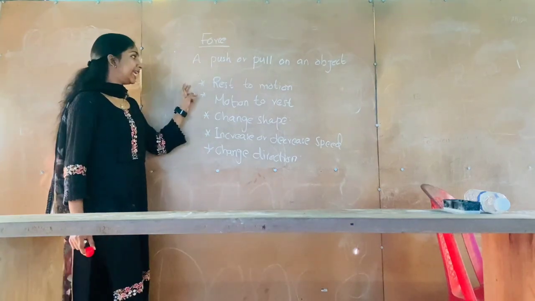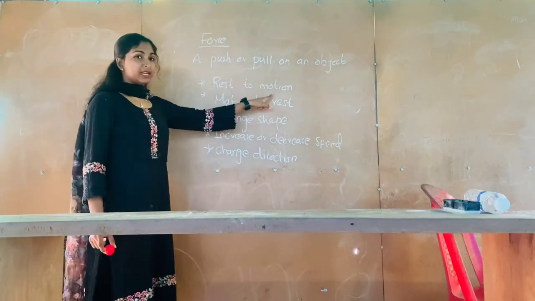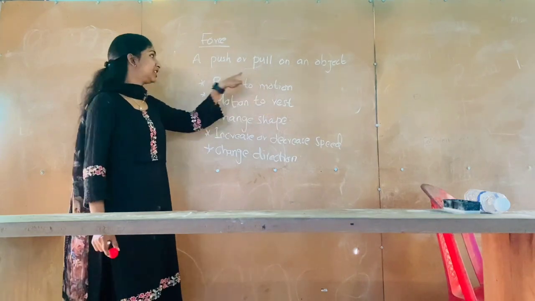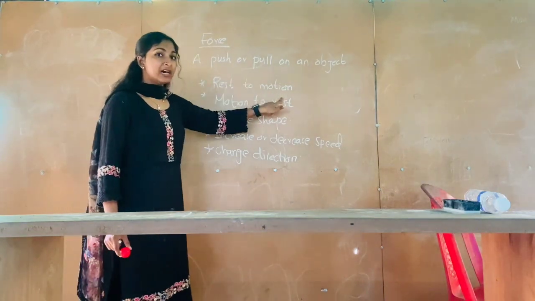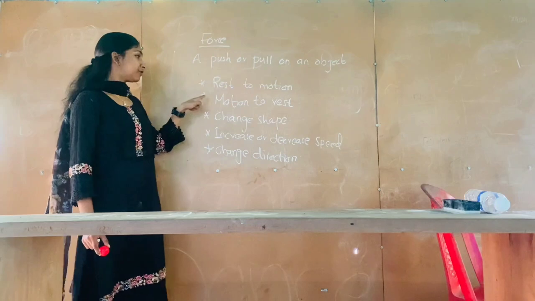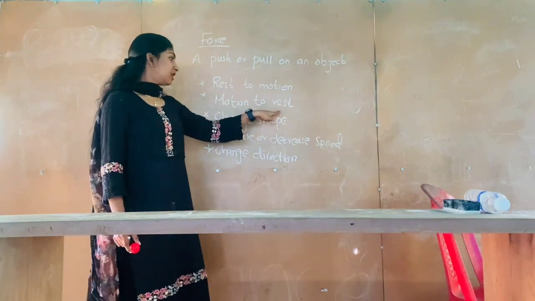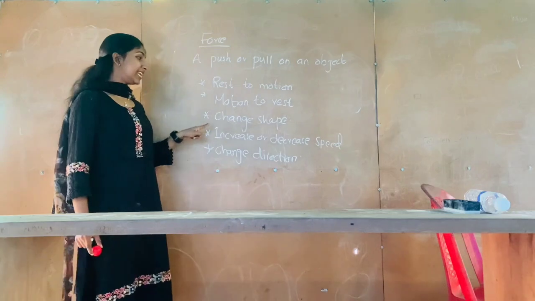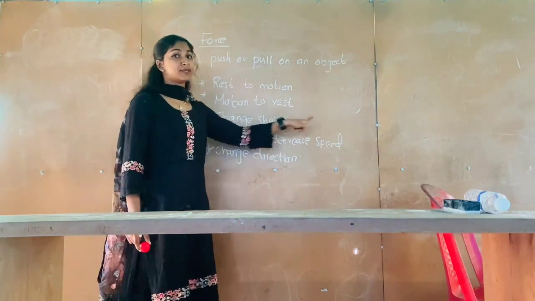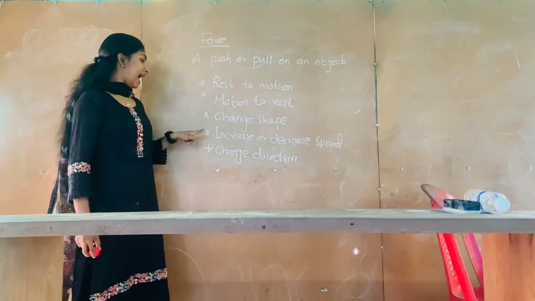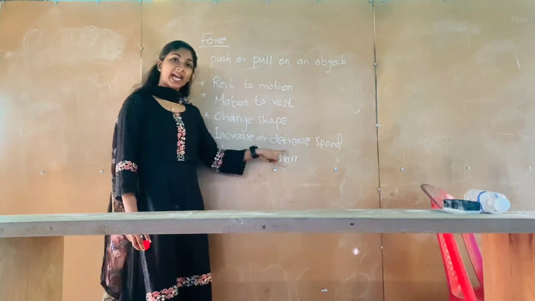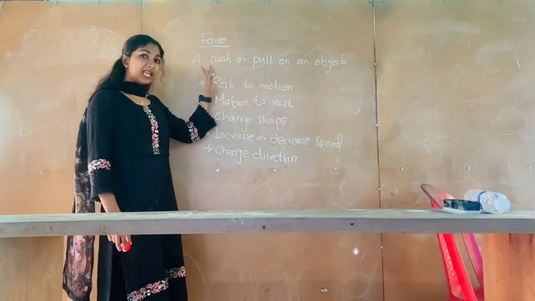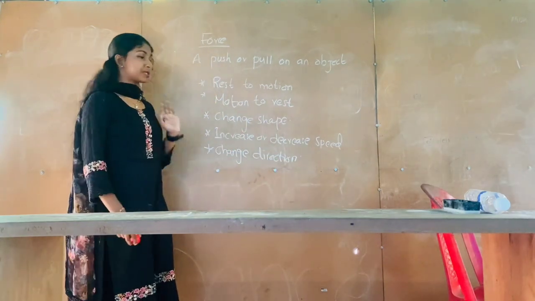The first one is rest to motion. Force can change an object from rest to motion. Force can change an object from motion to rest. Force can change the shape of an object. Force can increase or decrease the speed of an object. And force can change the direction of an object. These are the effects of force.